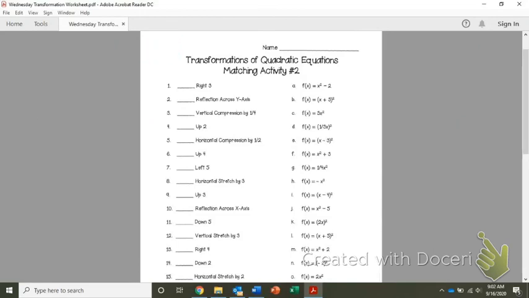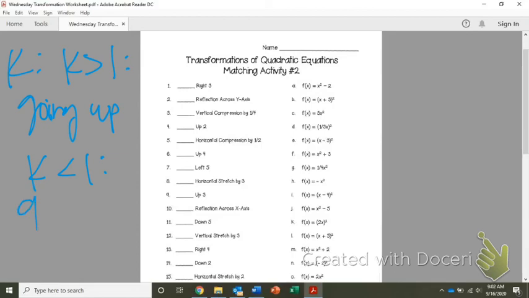Last but not least is k. We all know what k means. If k is greater than 1, it is positive, so it is going up. If k is less than 1, meaning it's negative, it is going down.